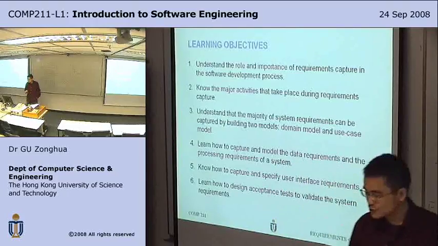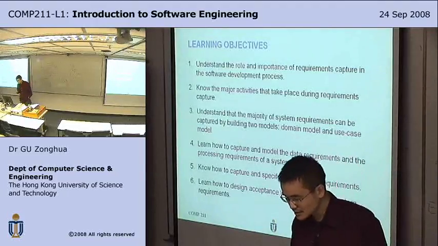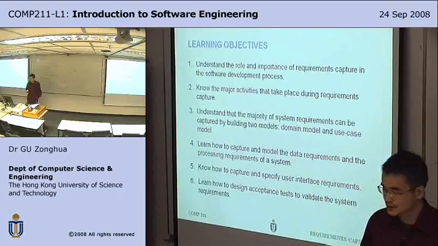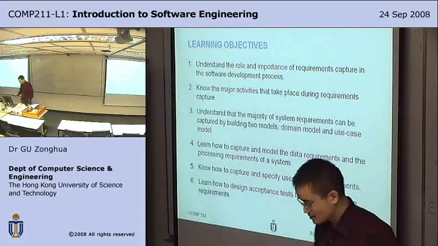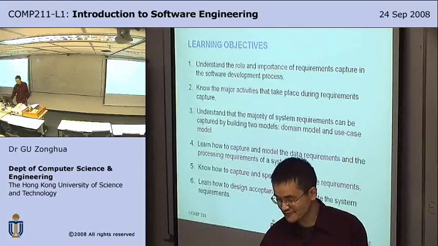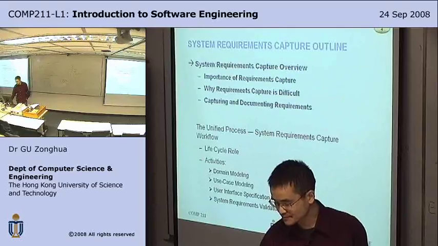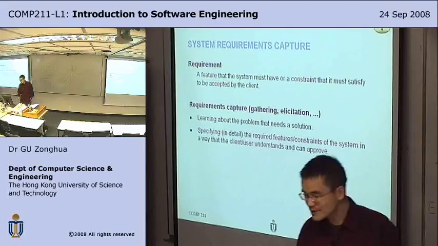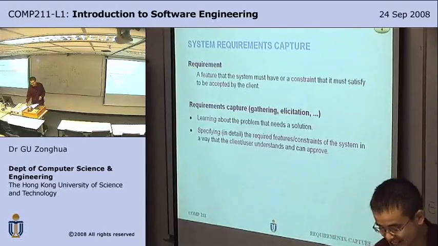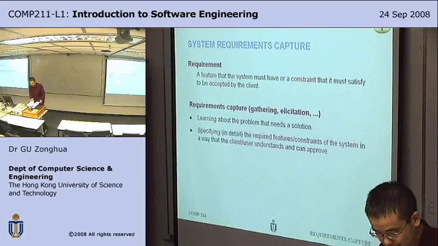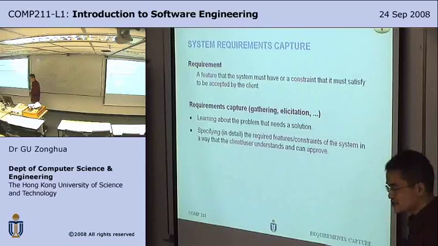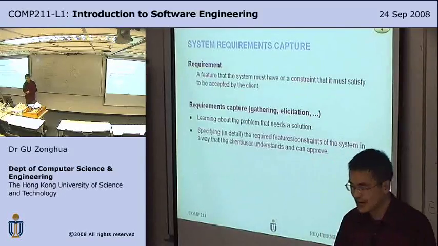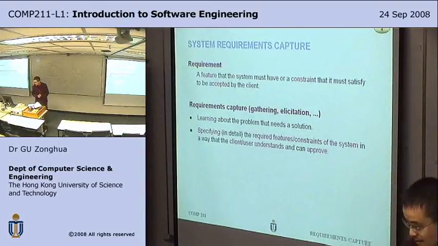Capture and specify user interface requirements. And design acceptance tests to validate the system requirements. That is, if the test pass, then the requirements are fulfilled, and the contract is fulfilled. So, requirements capture. So, a requirement is a feature that the system must have, or a constraint that it must satisfy to be accepted by the client.